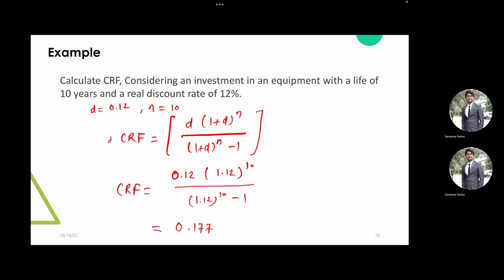So CRF will be 0.177. What does it mean? It means that of all the money we have invested, we are getting 17% annually. This implies that if we have made an investment of 1,000 rupees today, it is equivalent to an annual investment of 177 rupees over the lifetime of the period.